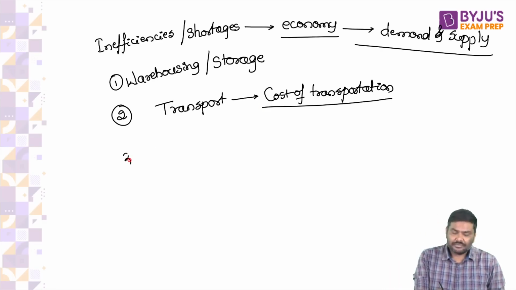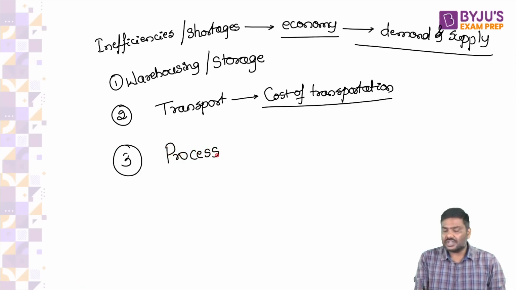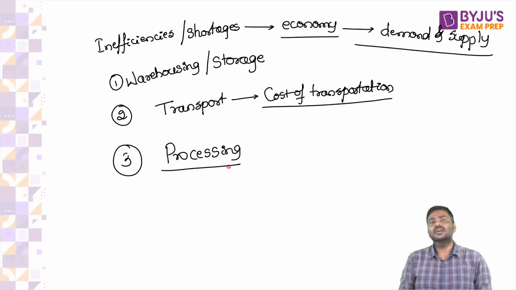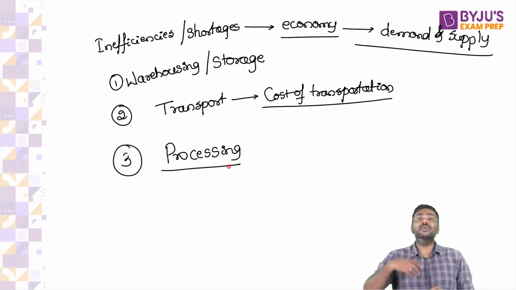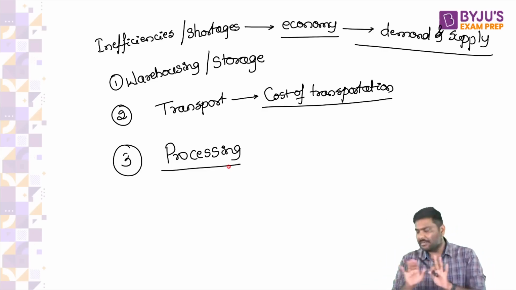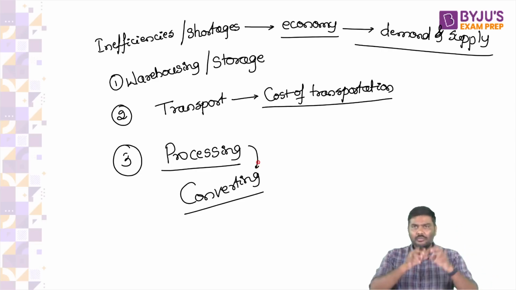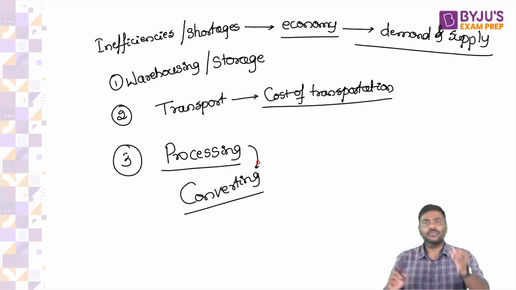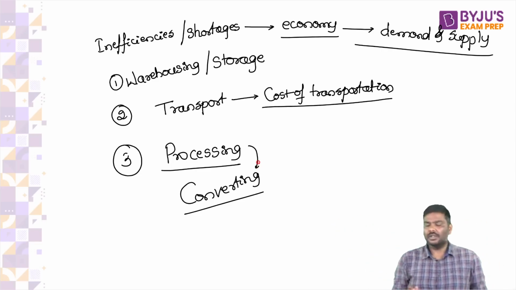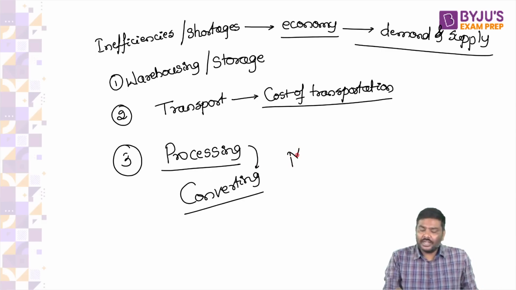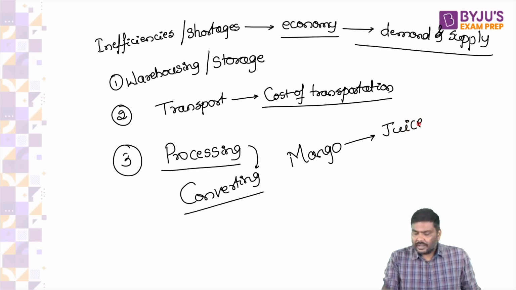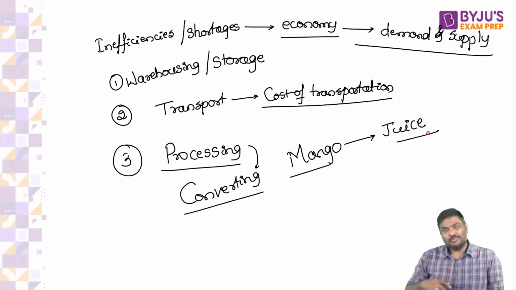Point number 3, we need to have very good processing infrastructure in the agriculture sector. Now you'll ask me, what do you mean by processing? Processing simply means converting from one form to another form. Simple idea. For example, let me give a very simple example. Can we convert mango into juice? Anybody has a problem with this? We can convert mango into juice.